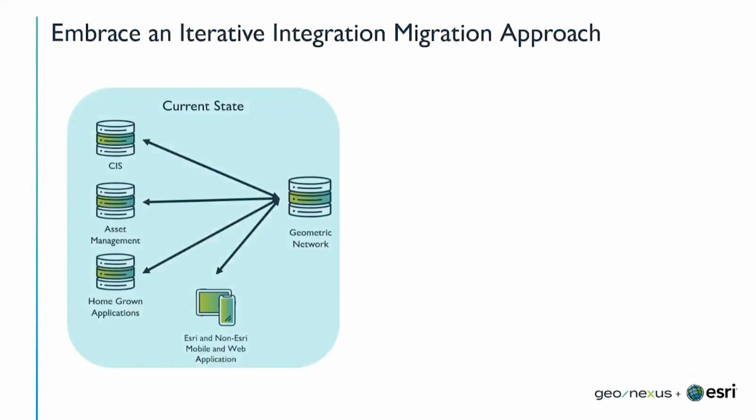So how can Geonexus help support this move to the utility network? It really revolves around this concept of enabling an iterative approach to migrating your integrations to the utility network. I'm going to try to visualize this for you.